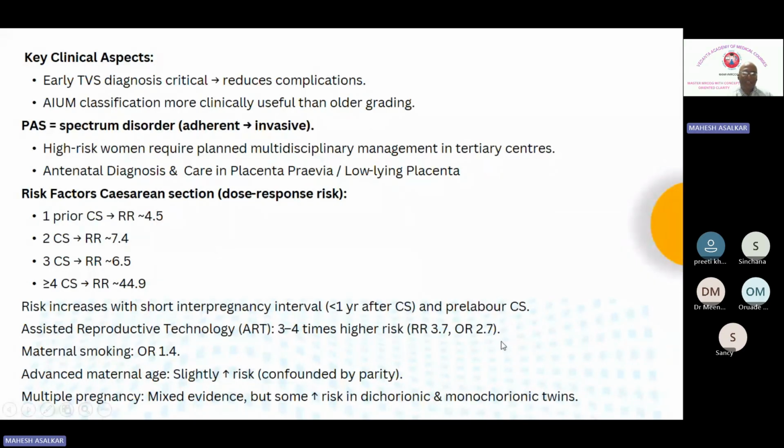And these are the other odds and relative risks mentioned with respect to ART and with respect to smoking, but generally these are not asked. So I'll skip this particular slide rather than making it complicated. Okay, but the slide will be available for your reading.